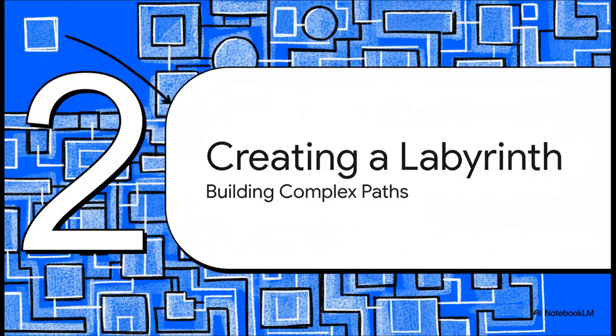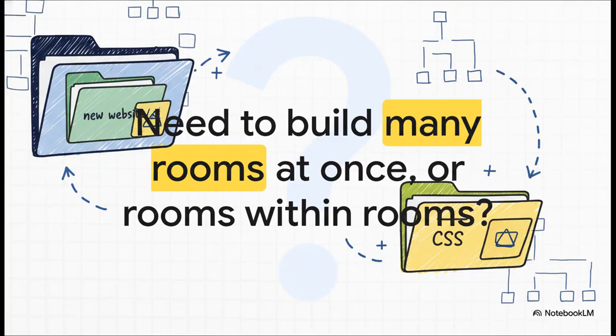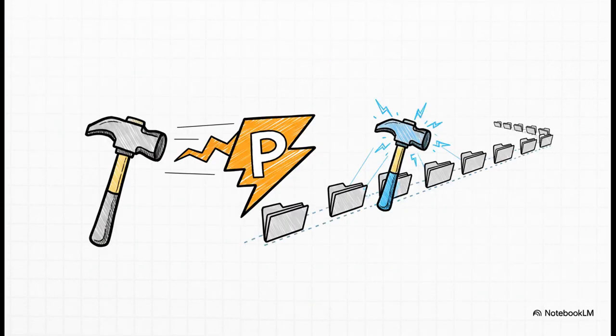Building one room is great, but what happens when your project is a little more ambitious? What if you need to build a whole complex, like a labyrinth of rooms all connected to each other? Exactly, right? What if you need a folder for your projects, and then inside that you need another one for a new website? And inside that one, you need folders for your CSS and your images. Doing that one by one would take forever. There's got to be a better way. And of course there is.